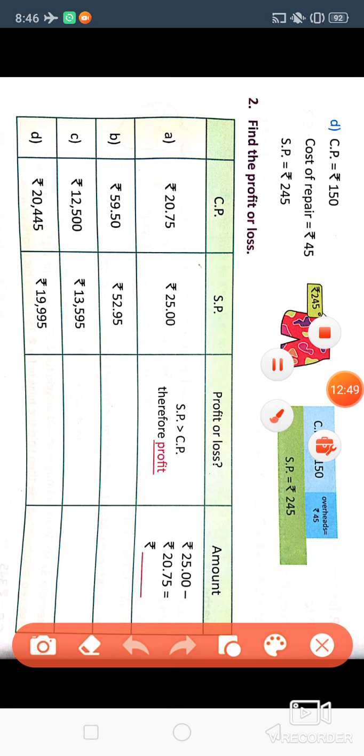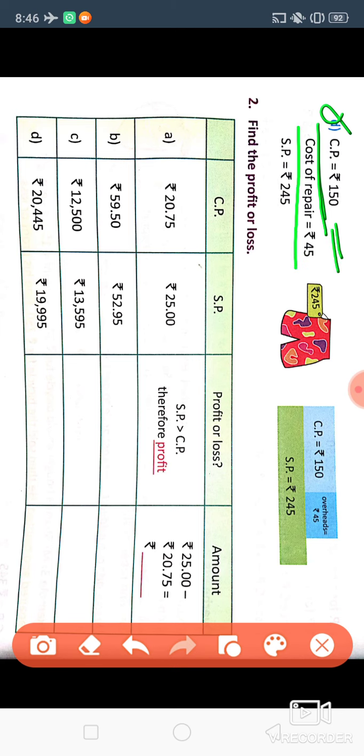Now have a look. Question number 1D. What is given? Cost price is given, 150 rupees. This much CP is 150, means for 150 you are buying something. Then cost of repair, after buying you are repairing. So this is your extra money. That means this 45 rupees is your overhead. And after repairing you are selling in 245 rupees. So are you in profit or are you in loss? We have to see this one.